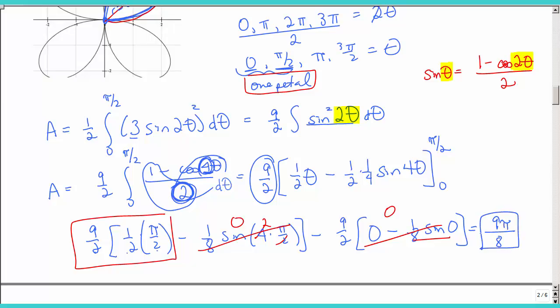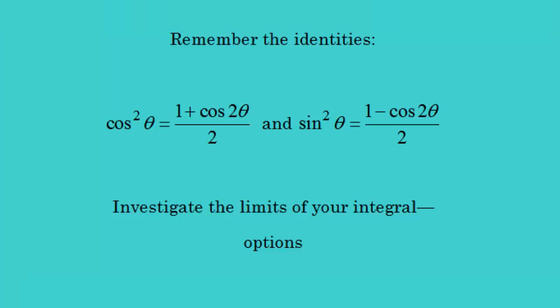in the numerator. Again, one of the difficulties with these problems is because you're going to be introducing sine squares and cosine squares, and you've got to know those identities. And the other problem is to investigate what will be your limits, and you have some options. So be careful.